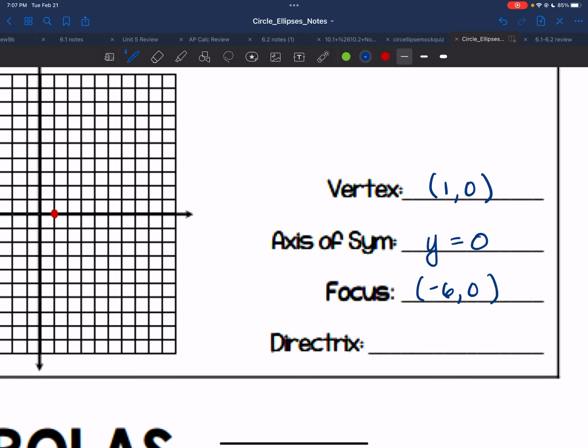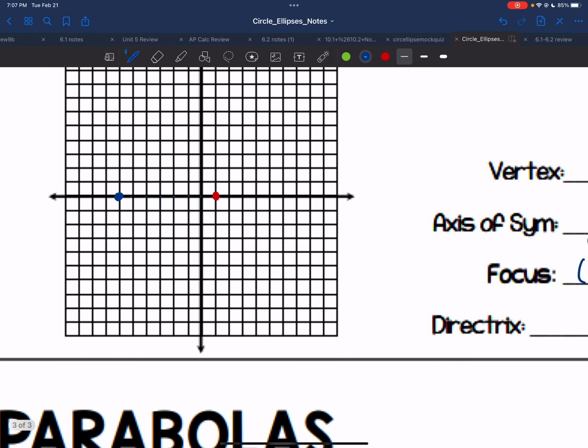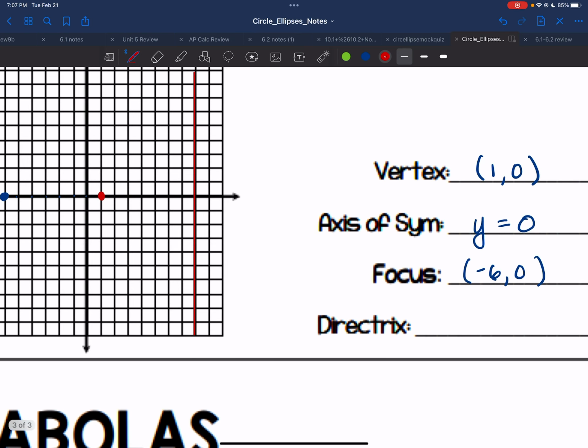And now we've got to map out our directrix. So we go back 7. So 1, 2, 3, 4, 5, 6, 7. So we have the line right here. That's my directrix. And then 1, 2, 3, 4, 5. That's 8. x equals 8. All right, so we've got all the gang there.